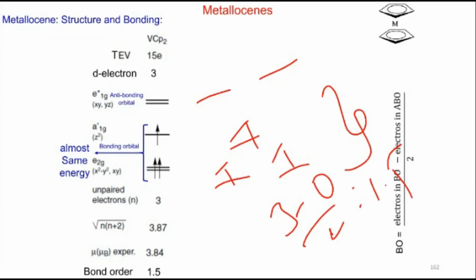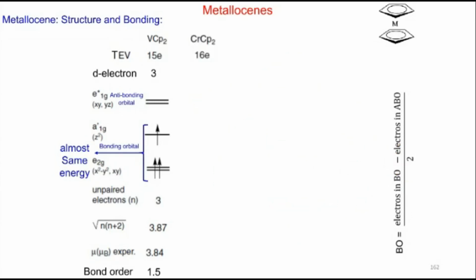லெட்ஸ் டேக் ஒன் மோர் எக்ஸாம்பிள் with respect to your CrCp2. What's the total valence electron? Total valence electron is 16, 6 plus 10, 16. The oxidation state of chromium is plus 2 or plus 3. CrCp2 oxidation, I'm getting it, plus 2. Plus 2 electron. Chromium plus 2 is a D4 system.